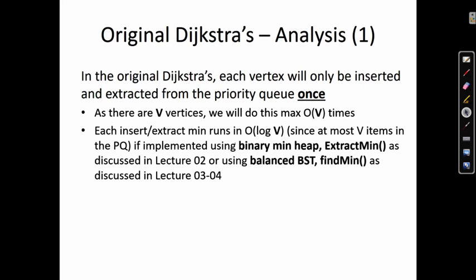Now, each insert and extract runs in only log V time, because there are maximum V items in your priority queue. If you use a binary heap for your PQ, then extract min is big O of log V time. If you use a balanced BST, find min is also log V time. So altogether for this particular step, we will take big O of V log V time.